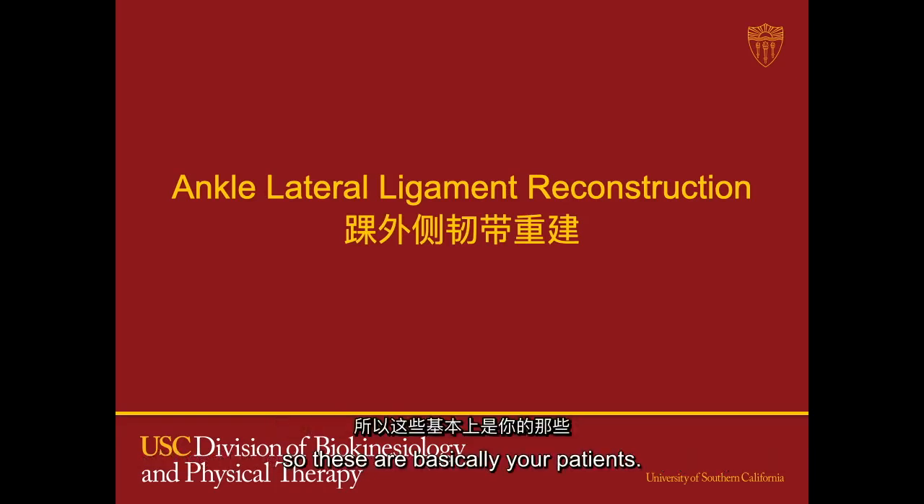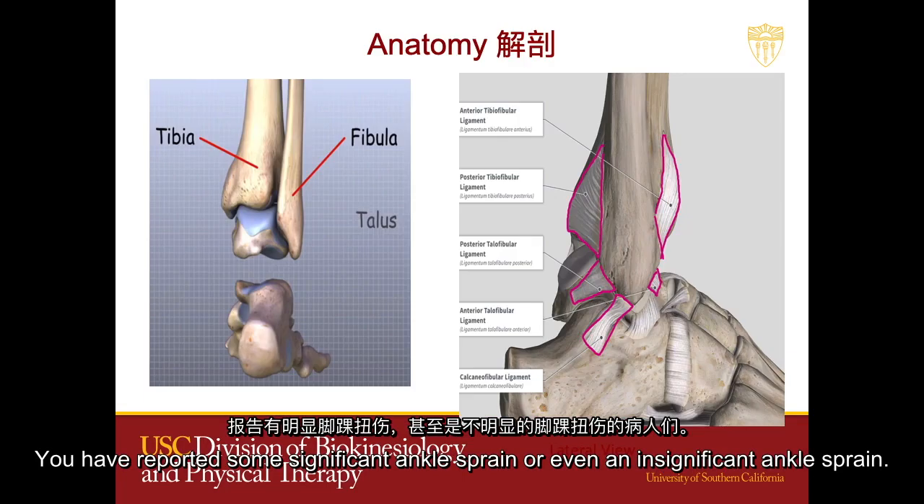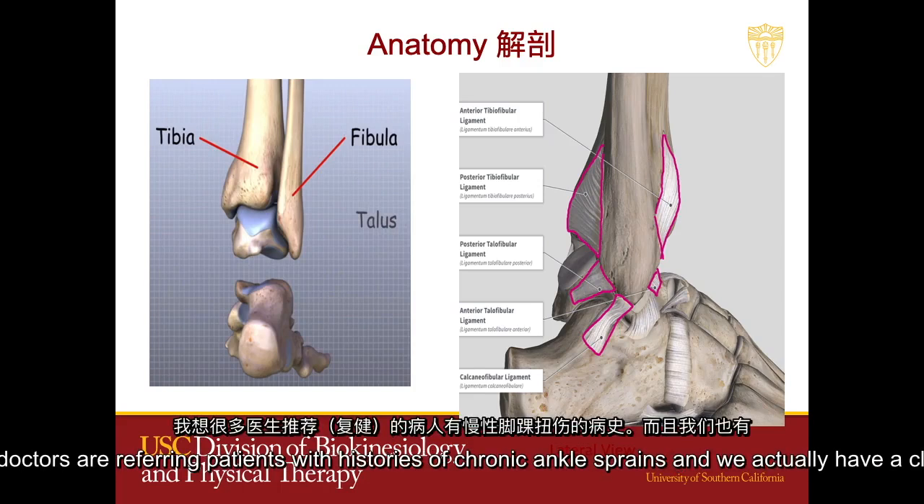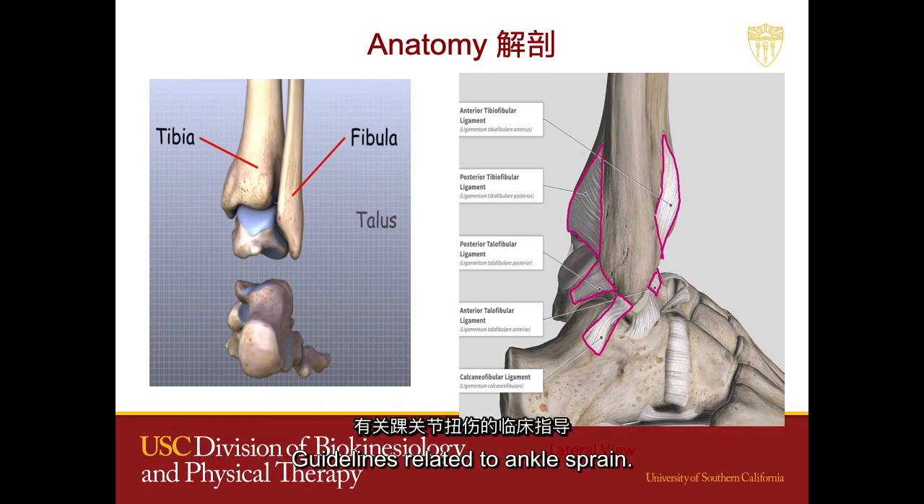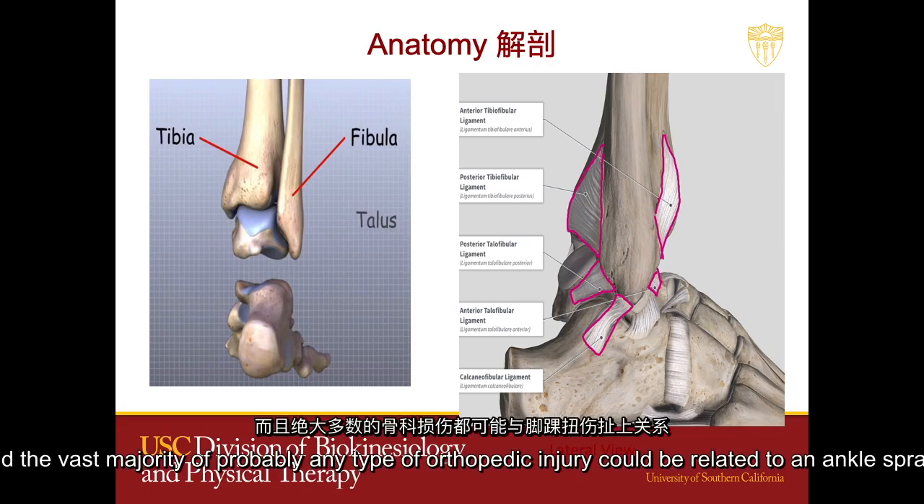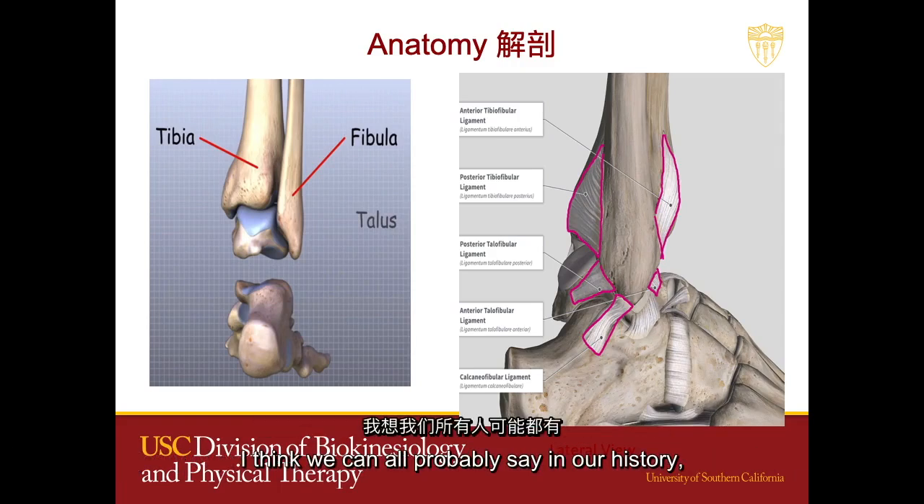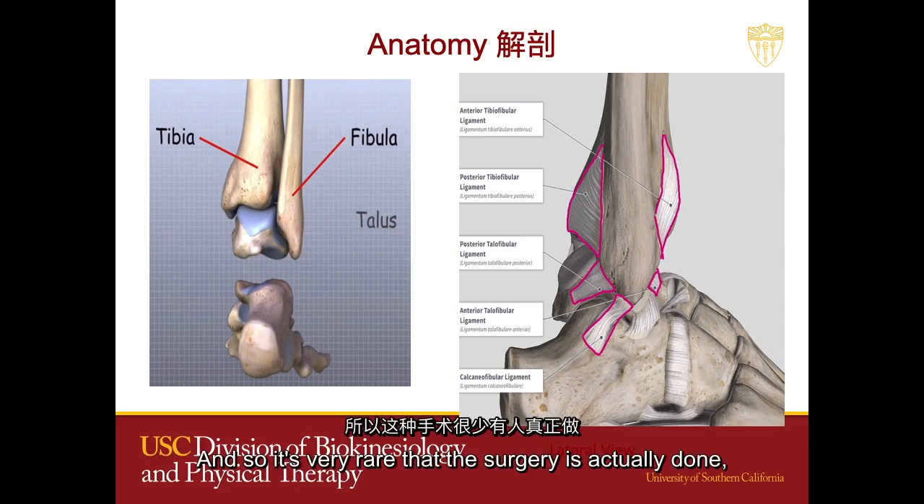So these are basically your patients who have reported some significant ankle sprain or even insignificant ankle sprain. I think a lot of doctors are referring patients with histories of chronic ankle sprains. And we actually have a clinical practice guideline related to ankle sprain, and the vast majority of probably any type of orthopedic injury could be related to an ankle sprain. I think we can all probably say in our history we've had at least one ankle sprain. And so it's very rare that the surgery is actually done.